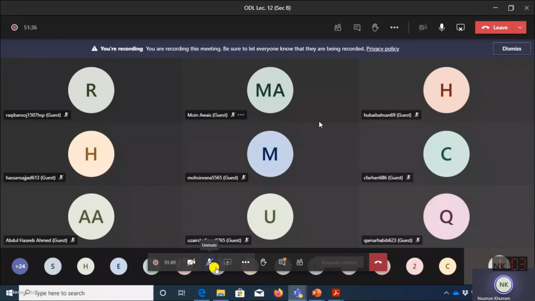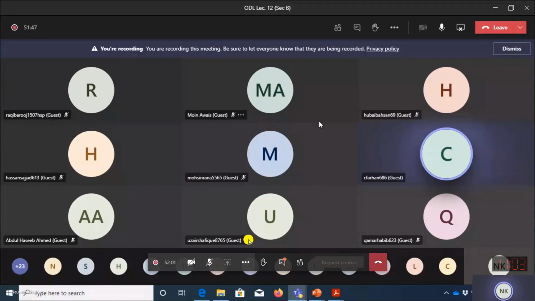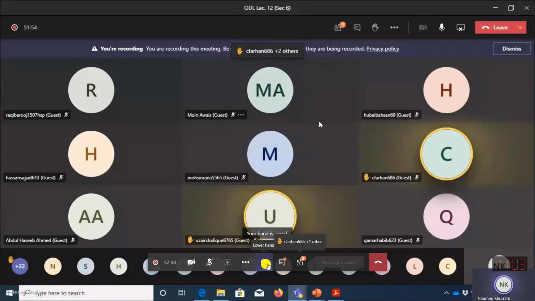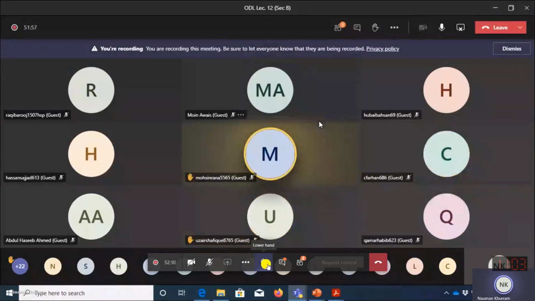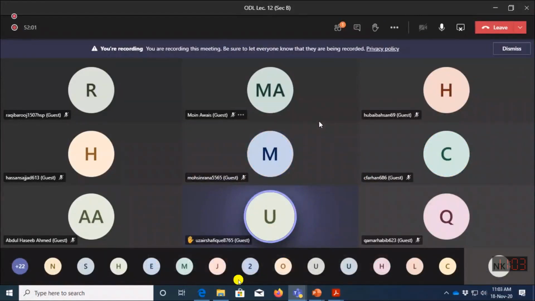Why do we have to assume the slenderness ratio value to start the design of a compression member? Anybody who knows the answer can raise the hand, no problem. Yes, Uzair, let me know the answer. Sir, we do not know anything about the section at first, so we assume a value and start from there, then select a section and then verify it and check the capacity. Okay.